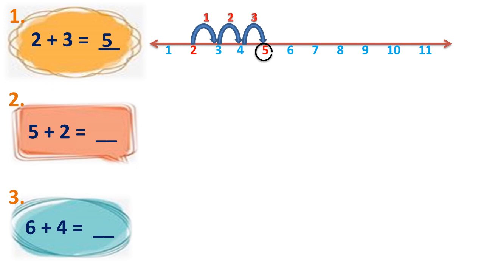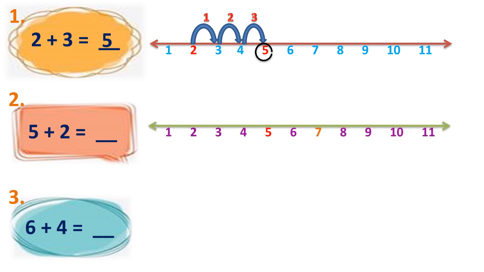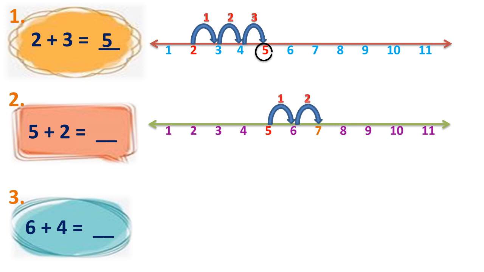The next question is 5 plus 2 equals dash. See the number strip. First put your finger at 5. Then you just jump 2 steps forward. 1 and 2. Now we reach 7. So 5 plus 2 equals 7.